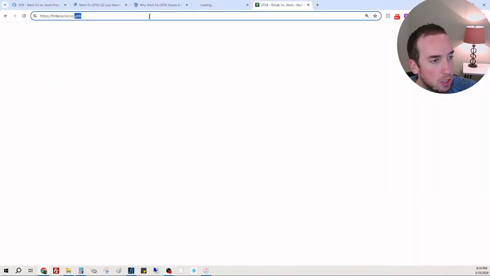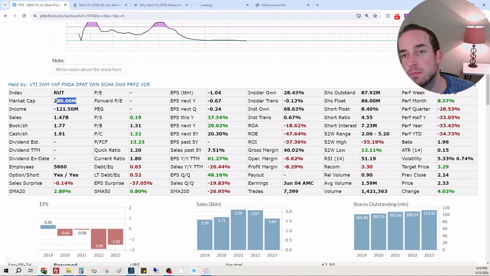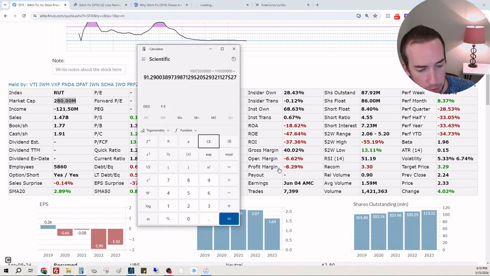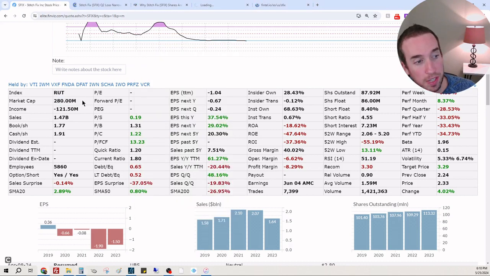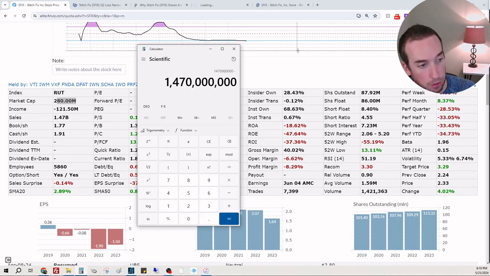And I'm going to go ahead and load our institution and hedge fund page here. So we're going to run my calculation. I only include the market cap if it is over 1 billion. We are not over 1 billion here. So we do 1 billion 470 million in sales. Good for them. They're losing 121,500,000. A little bit of a lag here. One moment. 121.5. Yes, they're losing that.